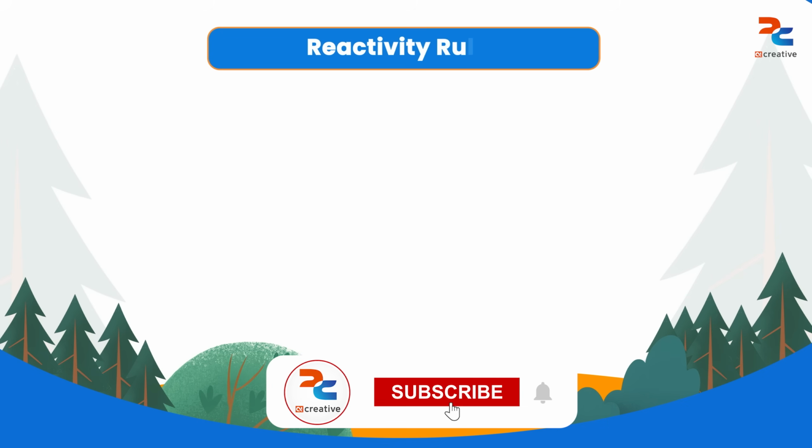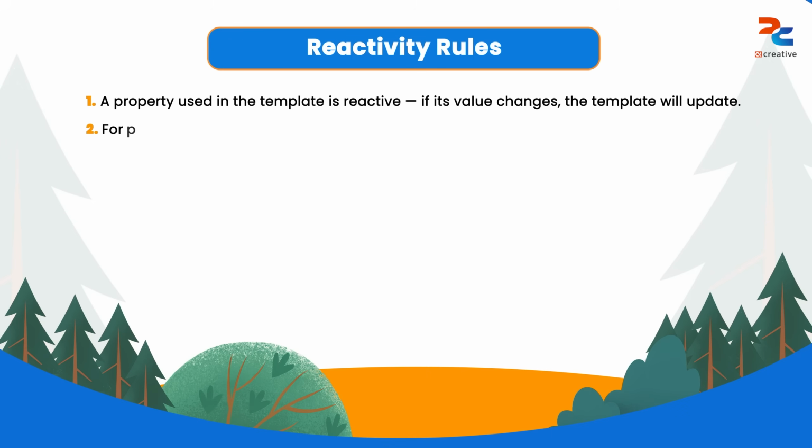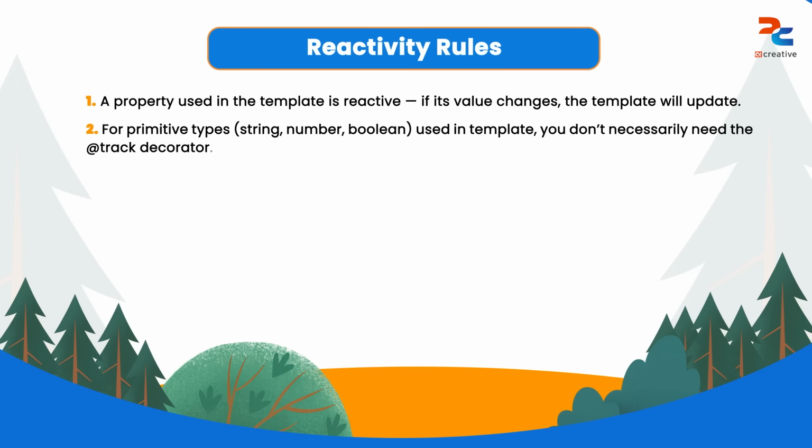Now let's talk about how reactivity in LWC works under the hood and some best practices and rules. A property used in the template is reactive. If its value changes, the template will update. For primitive types like string, number, boolean used in a template, you don't necessarily need to use the track decorator. LWC by default tracks individual fields.